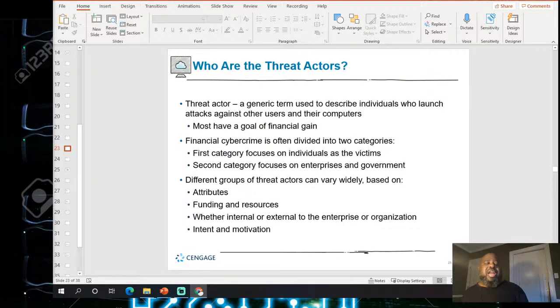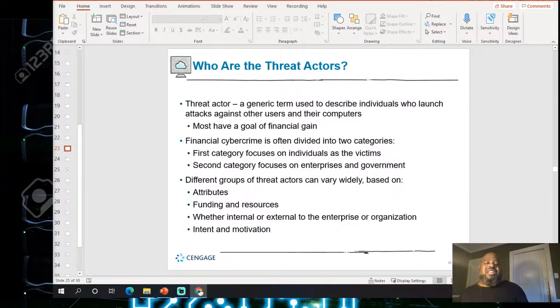So who are the threat actors? A threat actor is a generic term used to describe individuals who launch attacks against other users or their computers. Most have a goal of financial gain. Financial cybercrime is often divided into two categories. The first category is focused on the victim. The second category on enterprise and government, right? So I would have made those three categories. Enterprise is different and government is different, right? So those are the three levels, right?